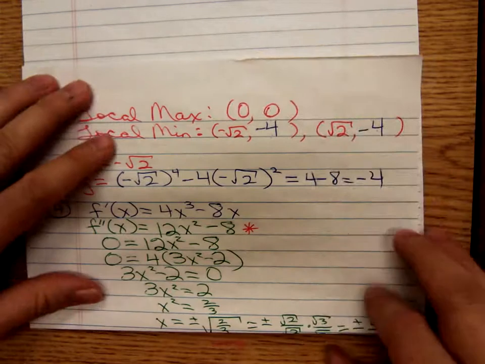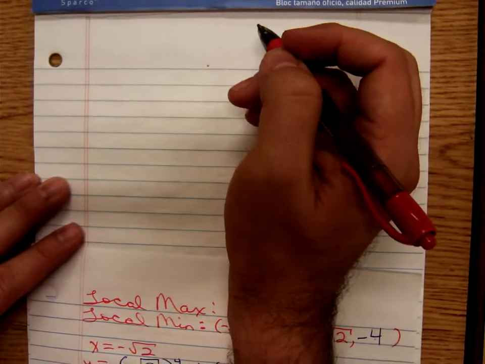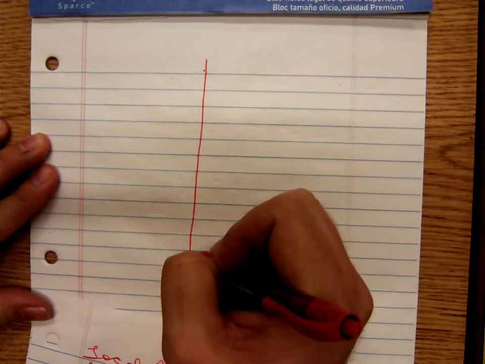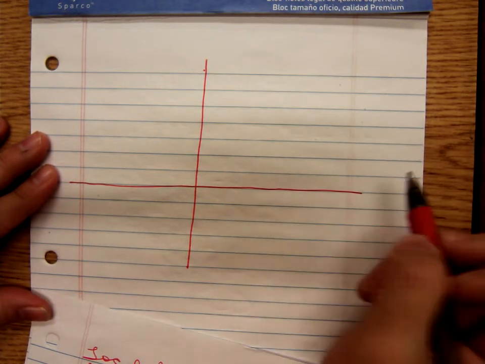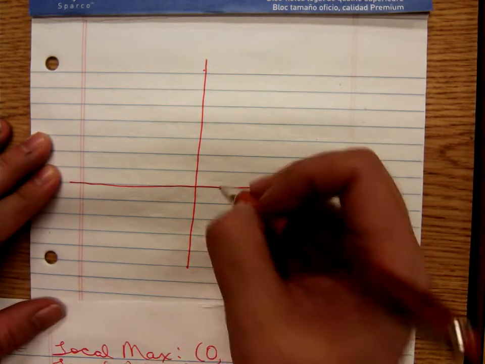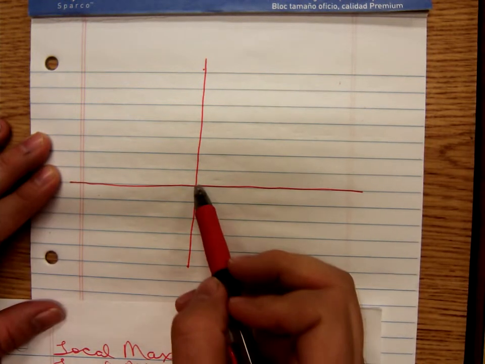So where's my local extrema? Here it is. I'm going to draw my XY grid. Let me come up here, move down. I'm drawing my XY grid. And we already know that the graph is going to pass through the origin. We know that's going to be a point on the graph.